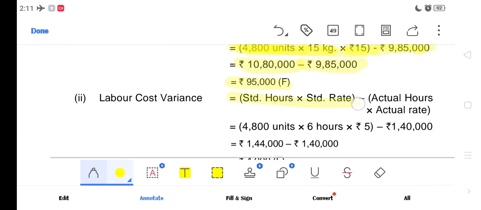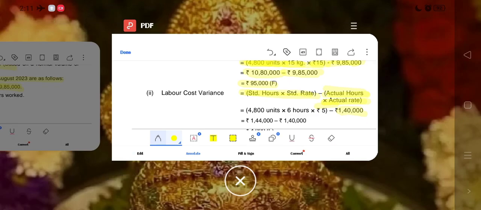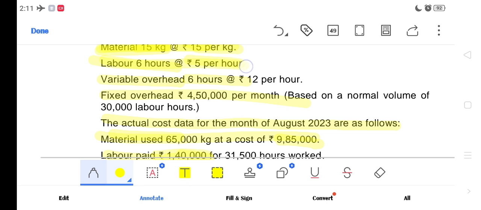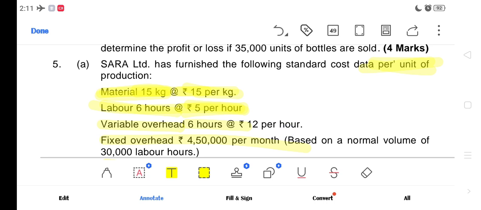The formula for labor cost variance is standard hours into standard rate minus actual hours into actual rate. We have the actual hours into actual rate, directly 1,40,000, given in the question itself. What are the standard hours and standard rate? The standard rate we know: they have given 6 hours and 5 per hour. So observe this.